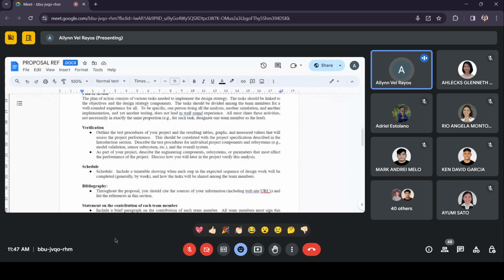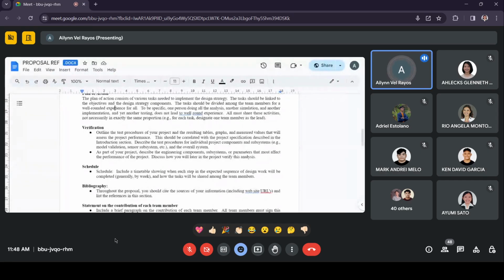So next is for verification. Outline the task procedures of your project and the resulting tables, graphs, and measured values that will assess the project performance. This should be correlated with the project specification described in the introduction section. You also have to describe the test procedure for individual project components and subsystems, like for example, model validation, sensor subsystem, and overall system. As part of your project, you also have to describe the engineering components, subsystems, or parameters that most affect the performance of the project. You have to discuss how you will later in the project verify this analysis.